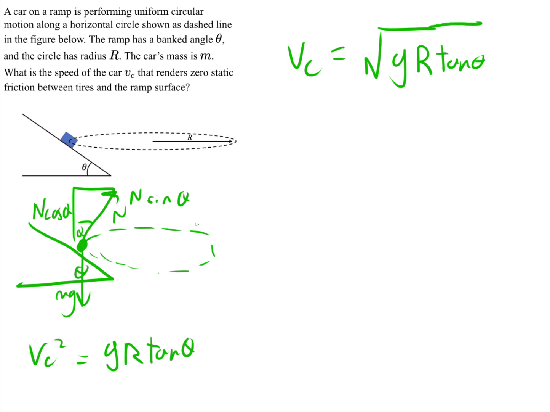Any more than this, and you will require static friction to apply even more centripetal force so that the car won't go flying. And any less, and the normal force is going to provide a little too much centripetal acceleration, and the car will no longer be going in this circular motion. And that is how you would solve this problem here.